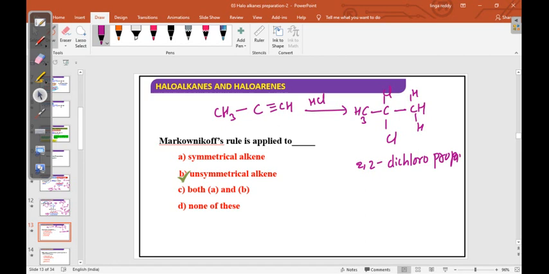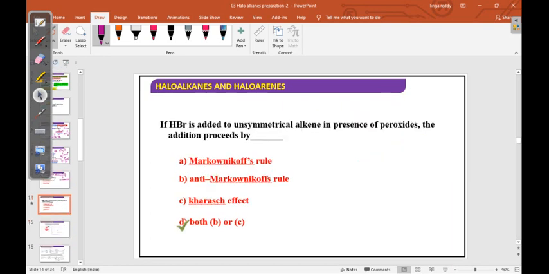Okay, done. Next, Markovnikov rule is applied obviously to unsymmetrical alkene. If symmetrical, there is no change. Next, HBr is added to unsymmetrical alkene in the presence of peroxide. We know that it gives the anti-Markovnikov product. This is also known as the Kharasch effect because it is a scientist's name. And one more name is there, the peroxide effect.